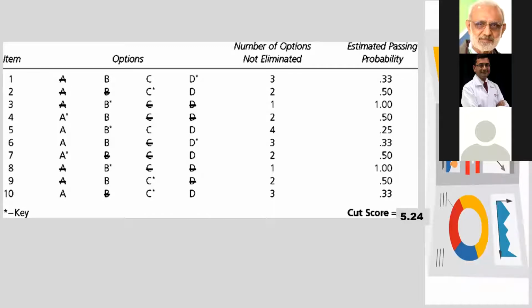On the other hand, if you look at item 2, a minimally competent candidate is expected to identify 2 distractors correctly. This means that he or she is left with 2 options to choose from, and therefore the estimated passing probability is 0.5. In this way, for each item, the estimated passing probability is calculated and totaled to get the cut score or cutoff mark.